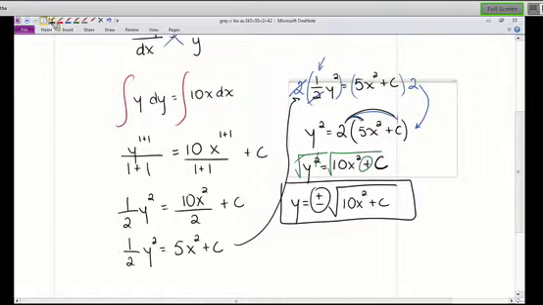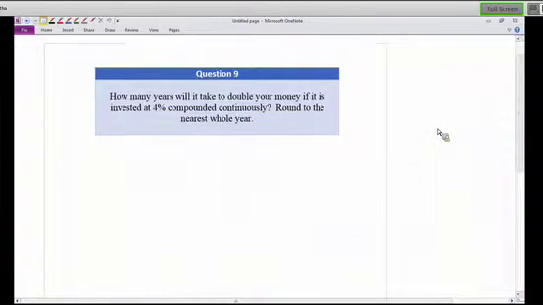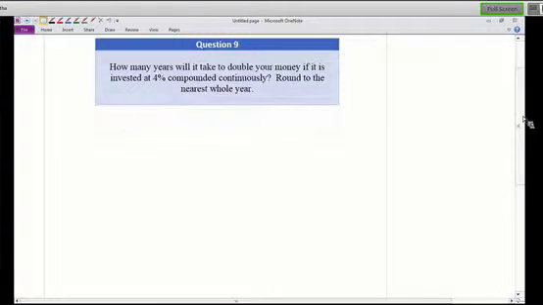All right, so let me move on now to 9. Okay, so for this problem, we're dealing with compounded continuously. We're looking to compound our money continuously. Now, there is a formula that is needed for this problem, and the formula will be A is equal to A sub 0 e to the power of RT. Okay, this is a formula for compounded continuously. A is equal to A sub 0 e to the power of RT.